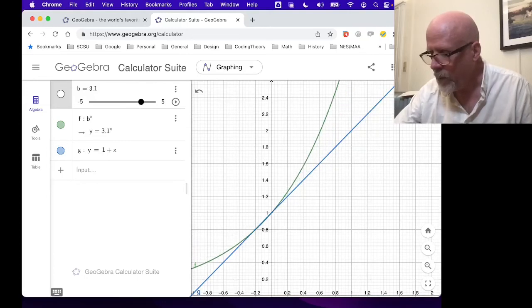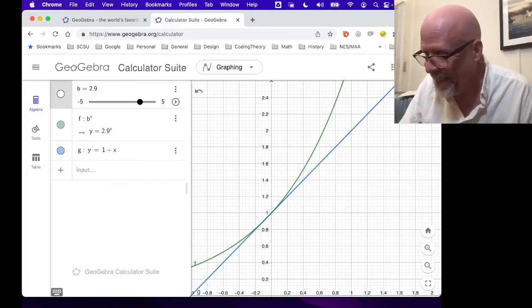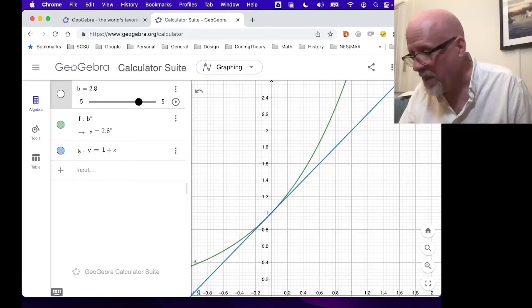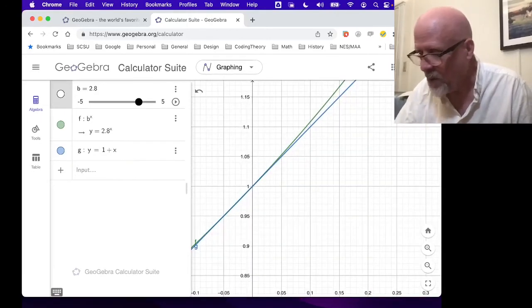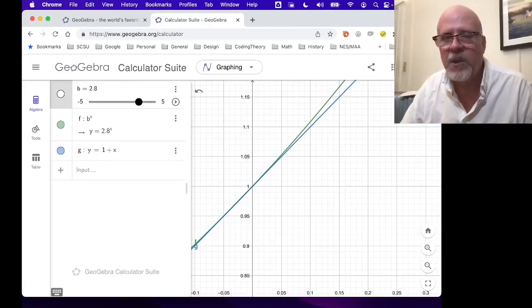Oops. Well, 3.1 is too much. I know where it is, and I can't get the slider to move to it. It's about 2.7. If we tried to get it really precise, we could zoom in tighter and tighter and say, oh no, it's still a little slanted, and move that thing. I'm going to ask you to just trust me on this.